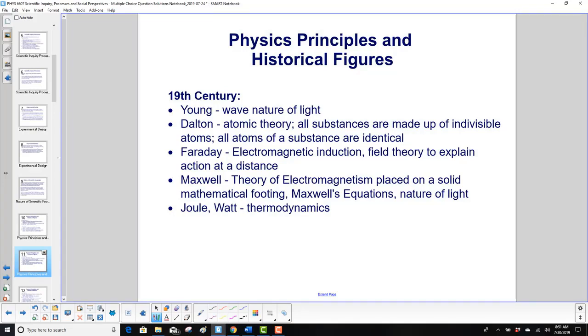Maxwell, who put the theory of electromagnetism on a very solid mathematical front. For Maxwell's equations, talked about the nature of light, and he consolidated a lot of work done by other physicists who were working in electricity and magnetism. James Joule, Watt, thermodynamics, steam engines.